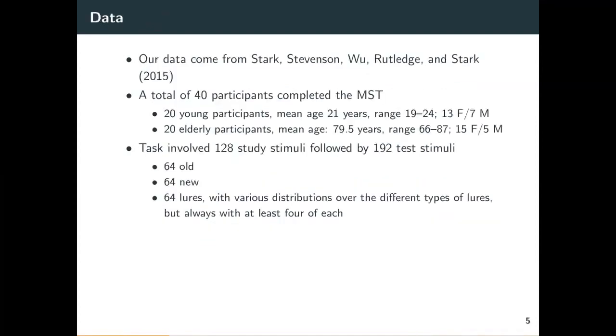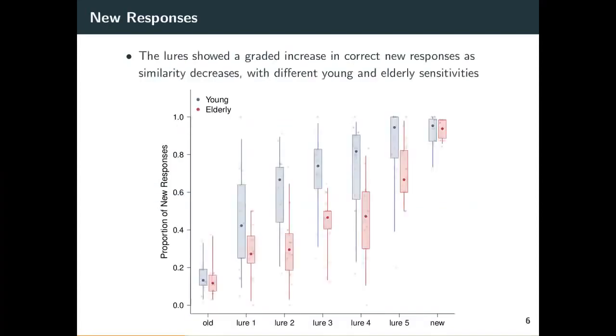The data we use in this talk come from a 2015 study and involve 40 participants, half of whom were young, around about 20 years of age, and half of whom were elderly, around about 80 years of age, and they did the standard mnemonic similarity task that we've just described. This graph summarizes the basic properties of the data, showing the proportion of new responses ranging all the way from old stimuli up to new stimuli through those various stages of lures. We can see that there is a differentiation of the performance of young people who tend to do better and elderly people who tend to do worse.